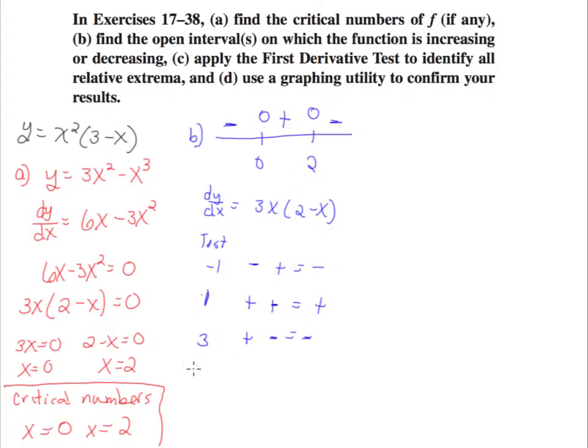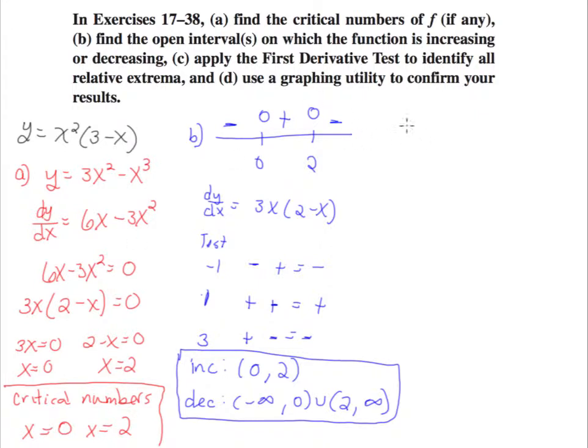So looking at my sign table here, I can easily see that the interval in which the function is increasing is just 0 to 2. But the intervals in which the function is decreasing are negative infinity to 0, union 2 to infinity.